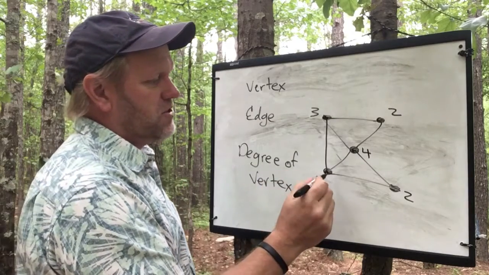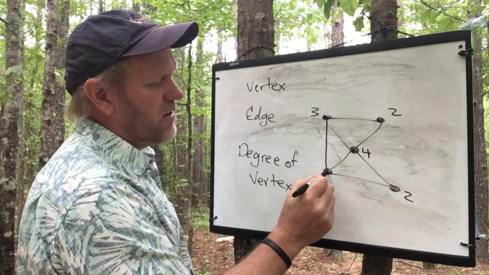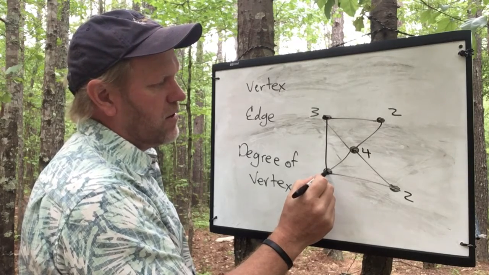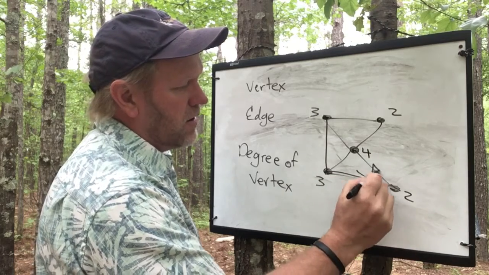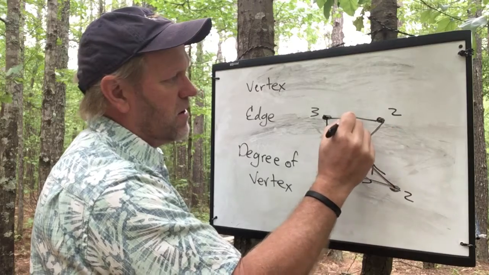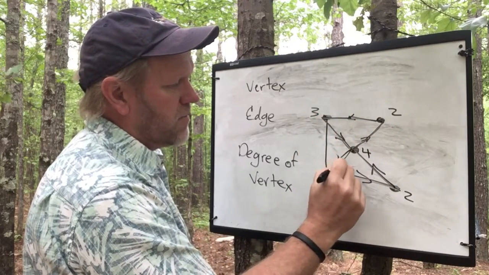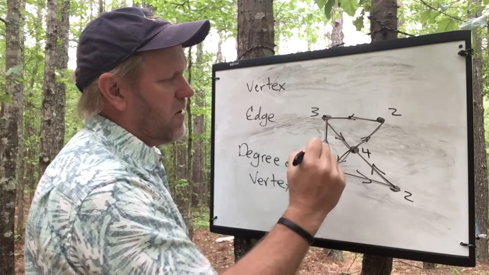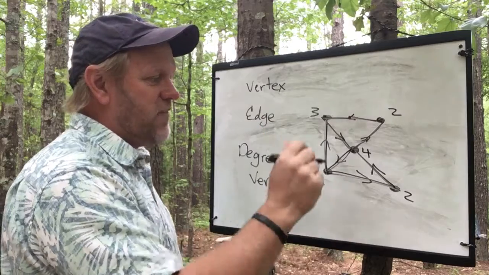So I should be able to start here, and let's see here. If I go from here, I can go from here to there. I can go from here to here, from here to here, from here to there, from here to there, from here to there, and from here up. And I never crossed over the same edge twice. I did, and I hit every single point.